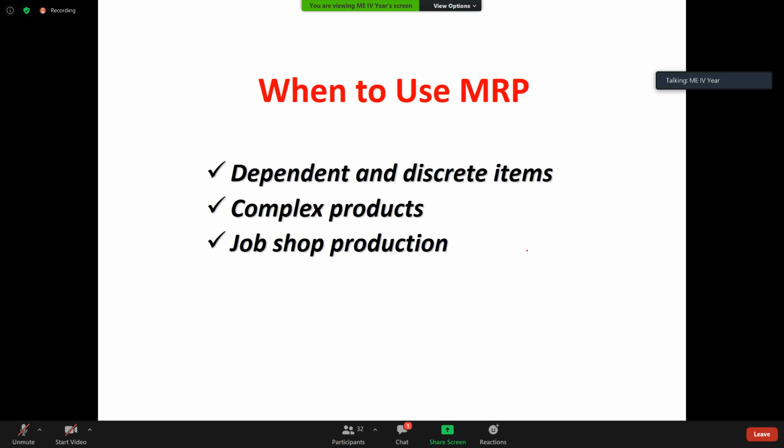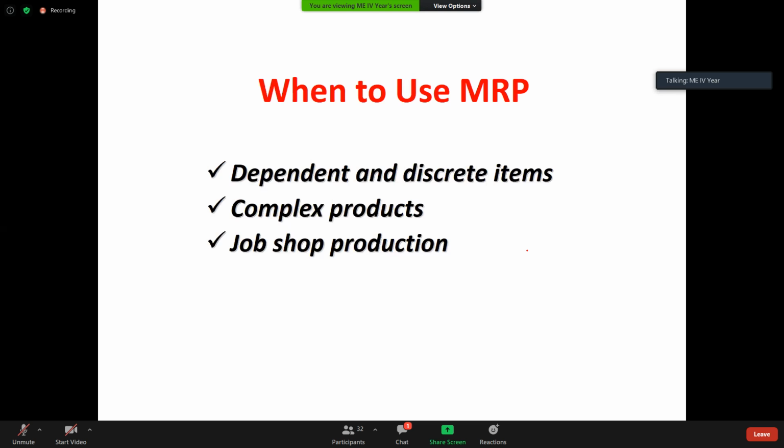When to use MRP? We have to use MRP when the items are dependent and discrete. Now, if it is a job production process, we have to depend on other suppliers. And for those products, when we are assembling, those parts are different.